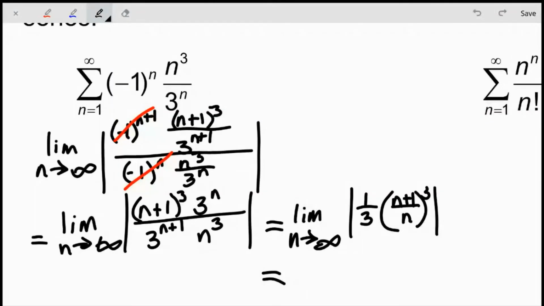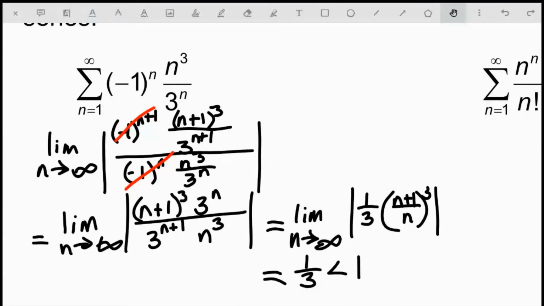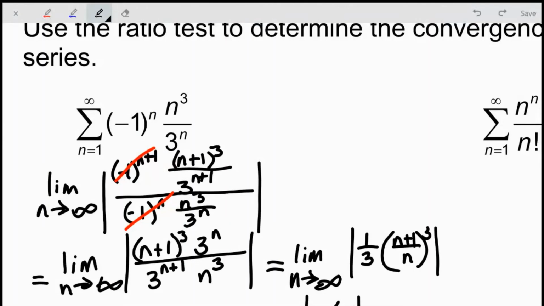Well, for that expression of n plus 1 over n cubed, as n gets infinitely large, the plus 1 doesn't really matter anymore. So I end up with just a value for this limit of 1/3, which is less than 1. So that tells me that this series converges, and that would be by the ratio test.